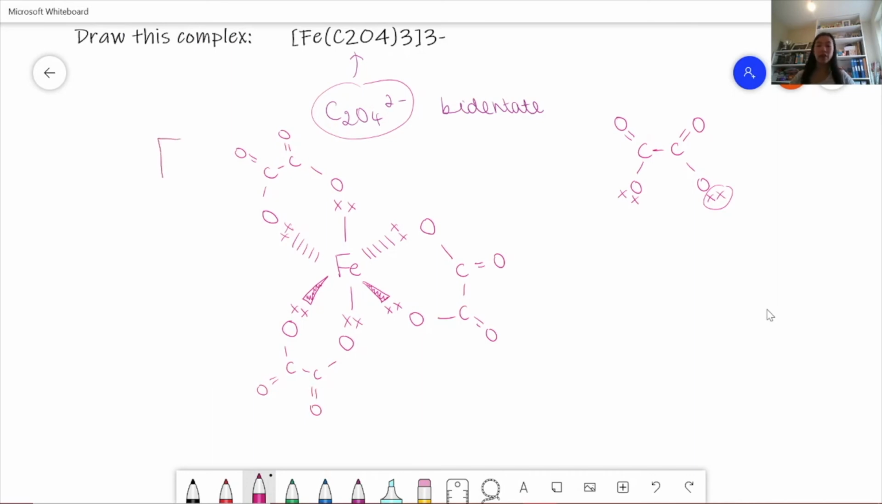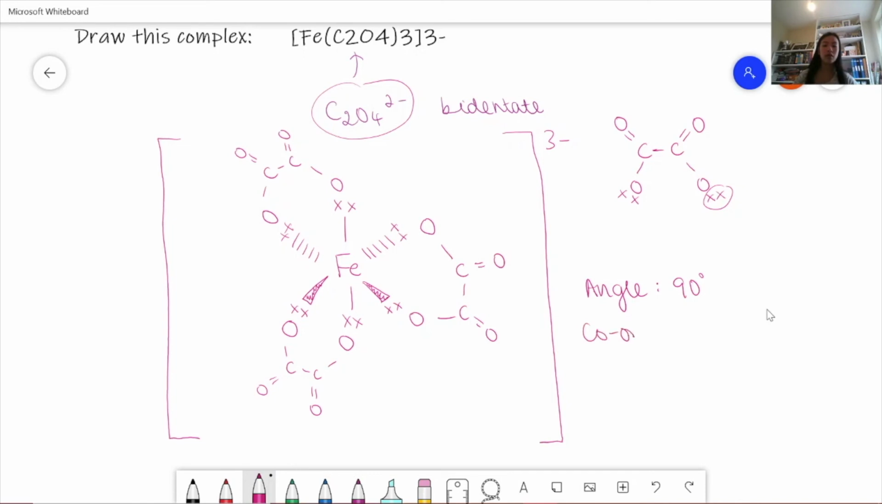And then you have to remember to draw the brackets because it's an ion and then put in the charge. So this is the Fe(C2O4)3 complex. And so we know that in octahedral shapes, all the angles are 90 degrees. So we can say that the angle is 90 degrees. We can also talk about coordination number, and the coordination number is 6 because we've got 6 of these coordinate bonds on the Fe3+.